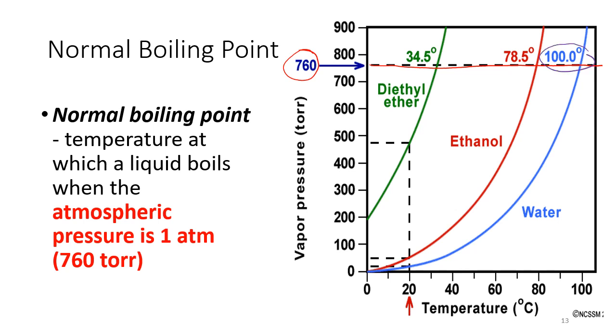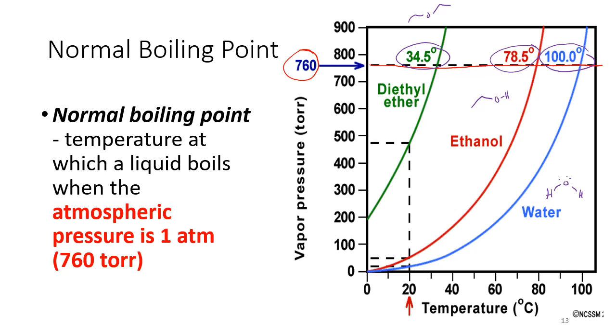Water has a relatively high boiling point at 100 degrees Celsius. Water, we learned, contains 2 hydrogen bonds per molecule. Ethanol boils at 78.5 degrees Celsius, and it has 1 hydrogen bond per molecule. Diethyl ether boils at a much lower temperature, 34.5 degrees Celsius, and it does not contain any hydrogen bonding. It only contains dipole-dipole interactions.